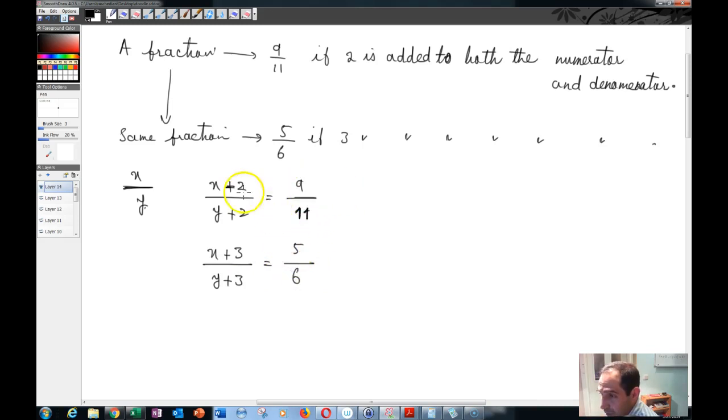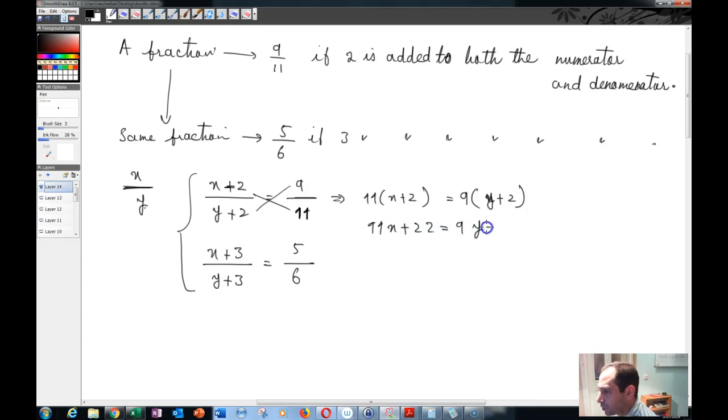Okay, so now you have a pair of linear equations in two variables. You can solve them, but before you can do that, you need to do some simplification. So you can cross multiply here. 11 times x plus 2 is equal to 9 times y plus 2, so that's 11x plus 22 is equal to 9y plus 18. And that is 11x minus 9y plus 22 minus 18, which is 4, is equal to 0.